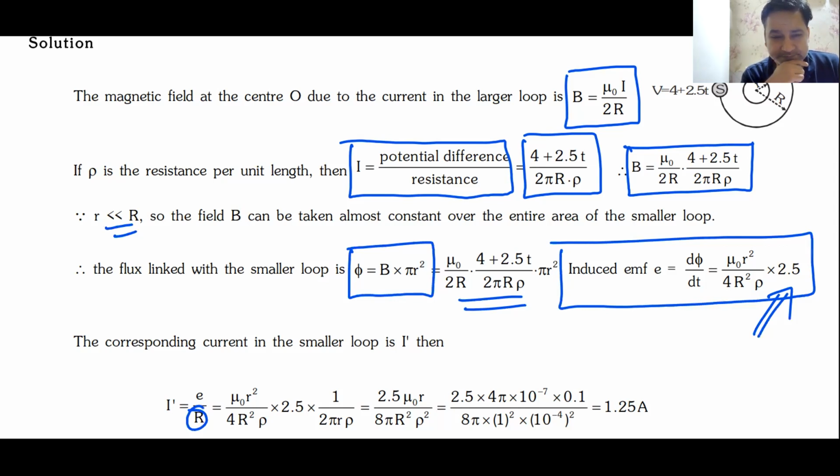You got this? Shall I repeat? You have understood the question after I've explained it. You have to find out the magnetic field at the center of the loop, mu naught I by 2R, where R is the capital R, radius of the bigger loop. Find out the value of current by potential difference divided by the resistance of the bigger loop, and then you multiply it by the area of the smaller loop. Okay?